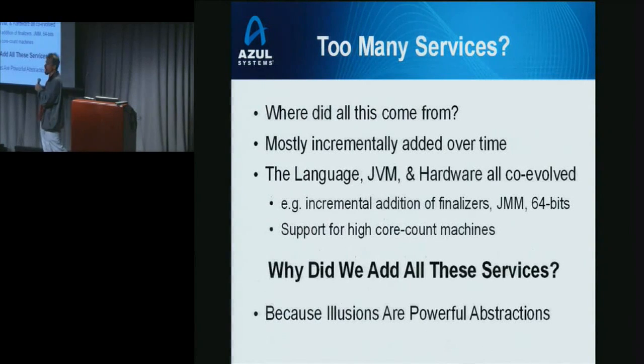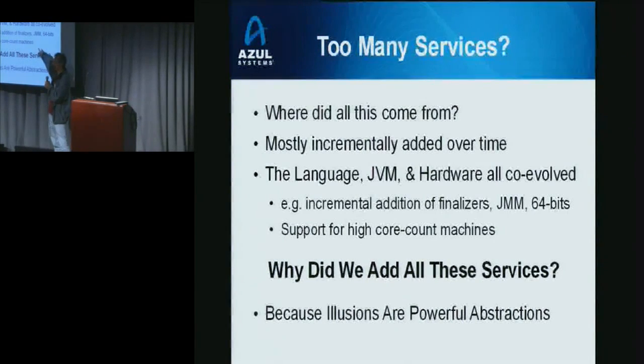So where did all this come from? Most of these services were incrementally added over time. HotSpot 1.0, or Java Virtual Machine 1.0, didn't have all this stuff. But the language, the JVM, and the underlying hardware have all co-evolved over the last decade. The incremental additions, like finalizers, weren't there originally and were added by people who wanted them. Same with the Java memory model, when we started seeing lots and lots of multi-core systems and had to know what it meant to have 2 different threads running concurrently and communicating. 64 bits was added when it became clear that we were going to have lots of machines with 64-bit capabilities.